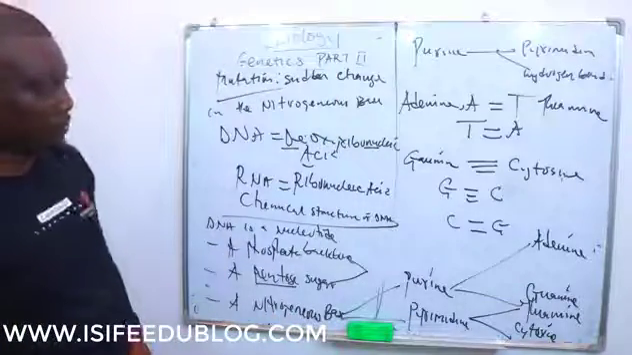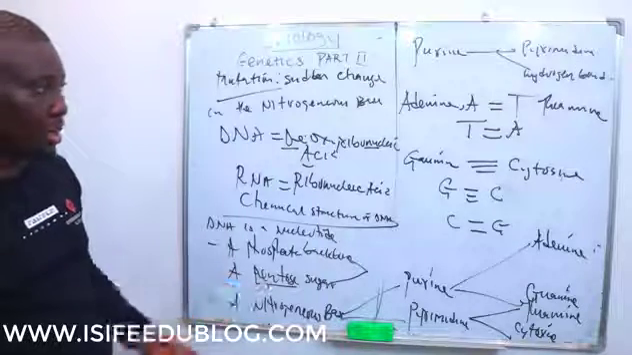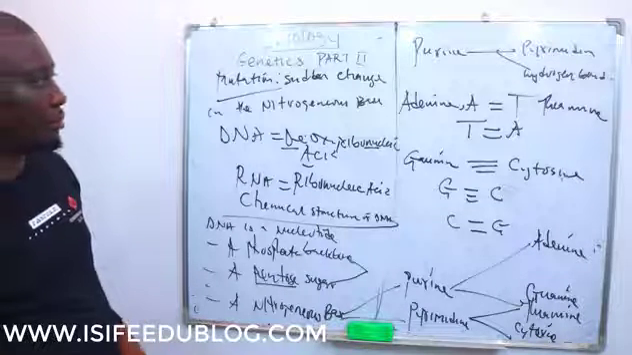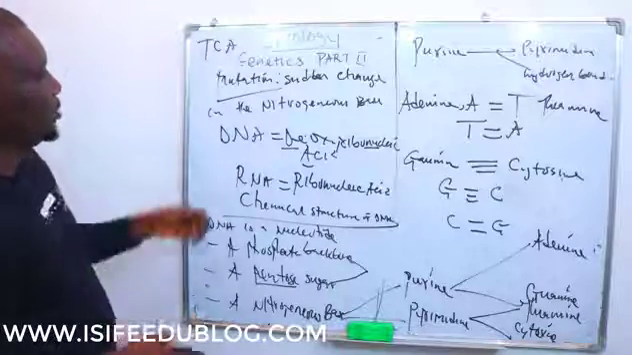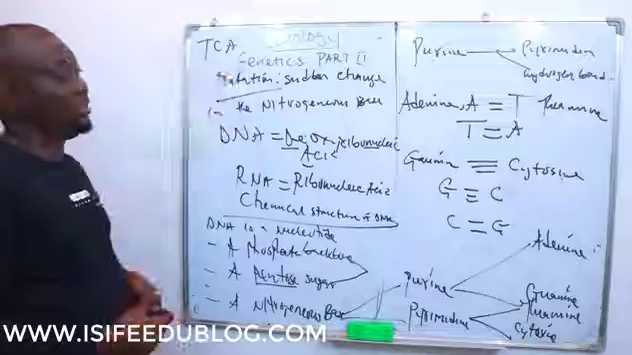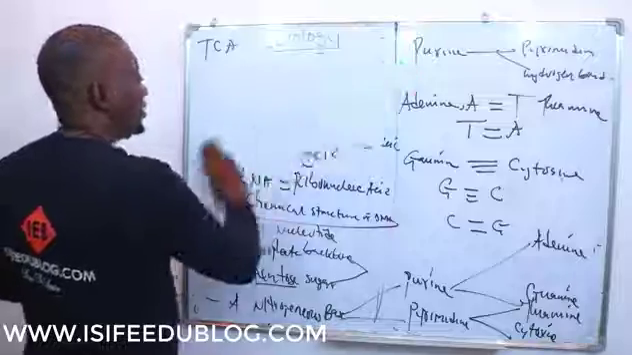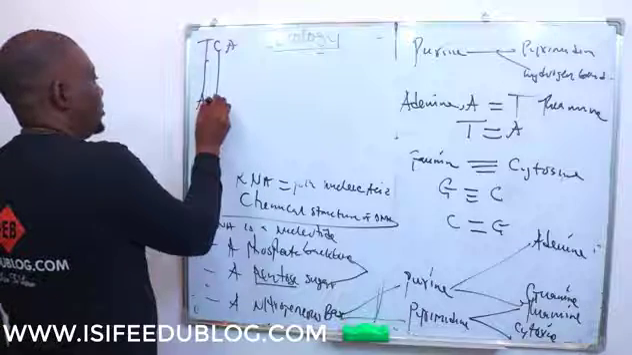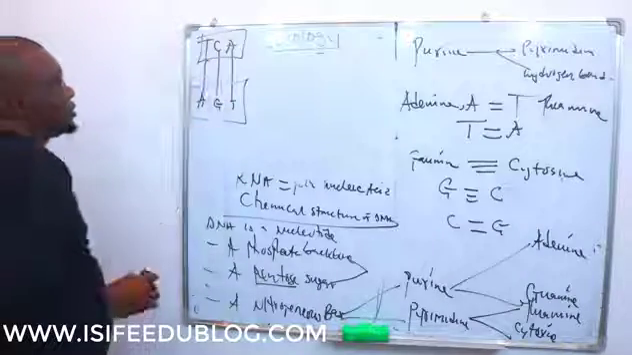Okay, you will see a question in most of your exam questions, WAEC, JAMB, NECO: which of the following base sequences is complementary to TCA? As in, what base will be complementary to this base sequence? Thymine, cytosine, adenine. Thymine, a pyrimidine, will only pair with adenine. So this will complement this, and this will complement this.